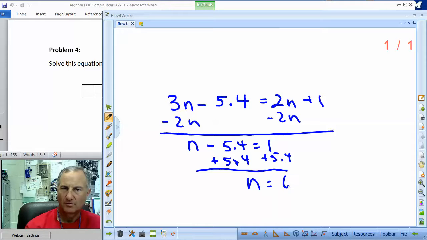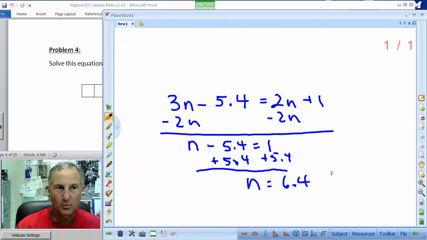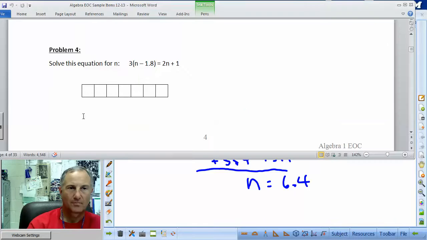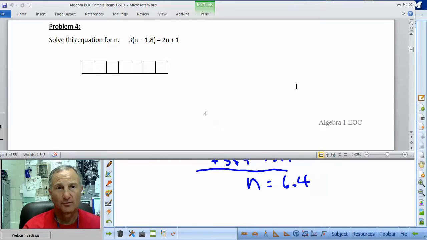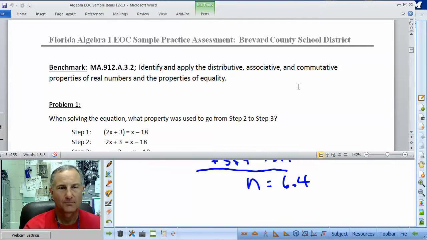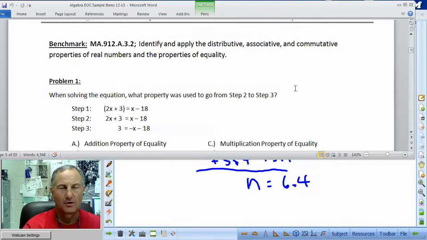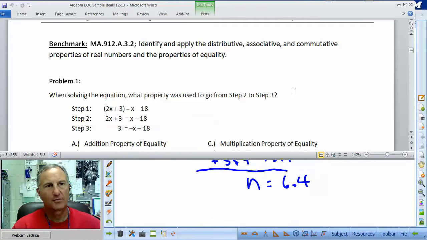N is equal to 6.4. Okay. Your decimal point will take up 6.4 or 6.4. Don't write it in the middle. Okay. Most of these are pretty straightforward. We've been doing problems like this all along. Okay. No biggie there. A 3.2, identify and apply the distributive, associative, commutative properties.